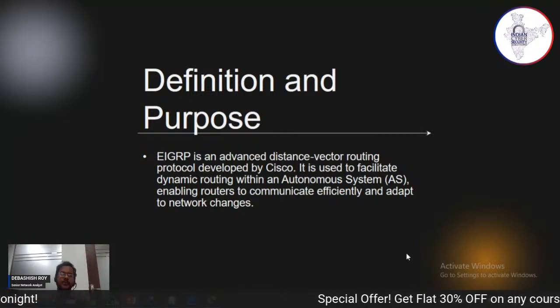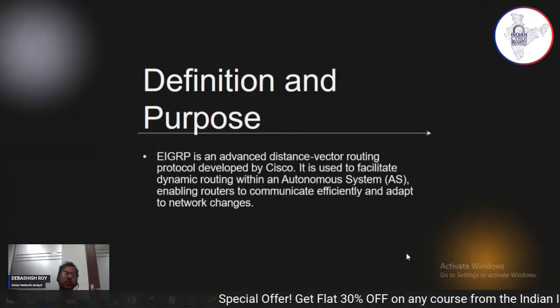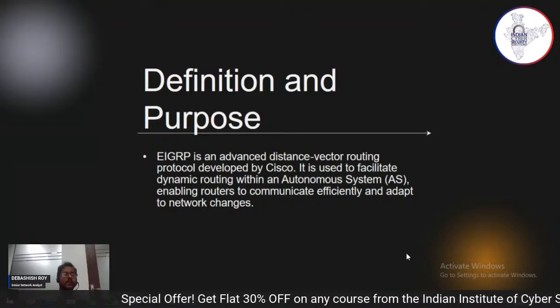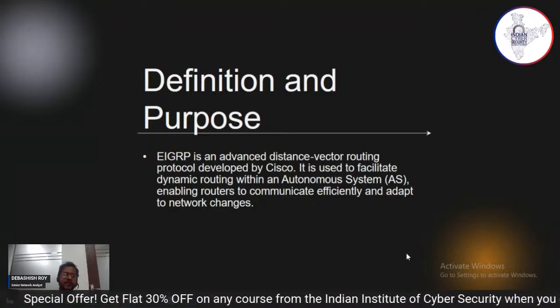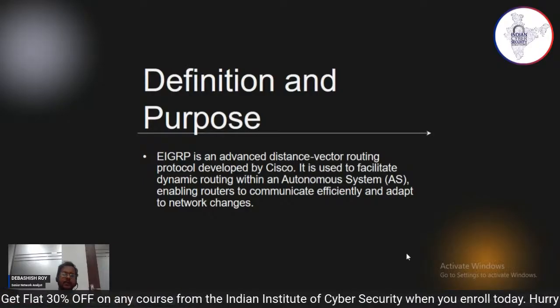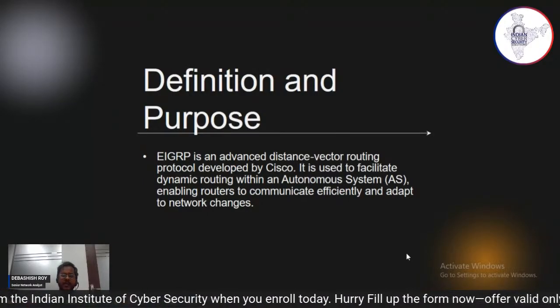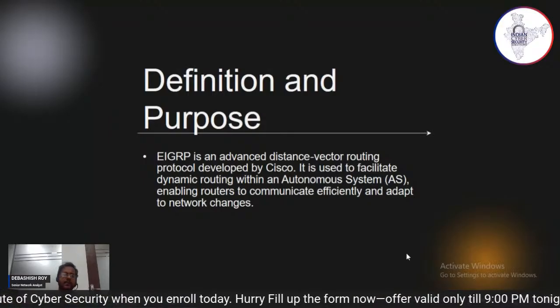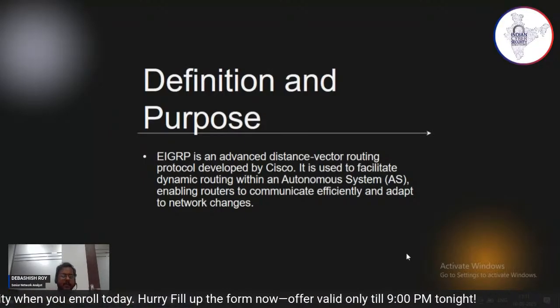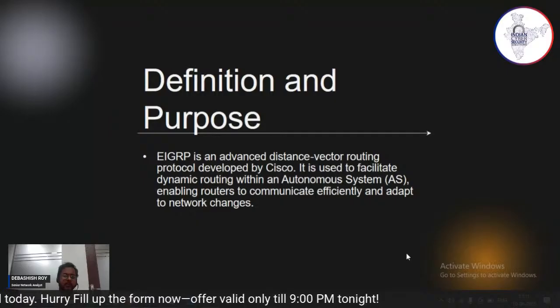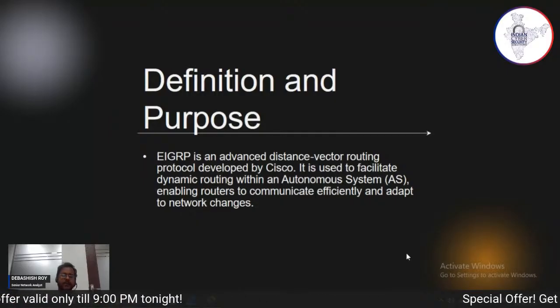It is used to facilitate dynamic routing within an autonomous system. As we know, an autonomous system is a bounded, logical area within which the routers reside and share the routing updates. It is similar to OSPF, but it is different also. In OSPF you see the areas, so the autonomous systems are divided into areas, but in the case of EIGRP it is not.